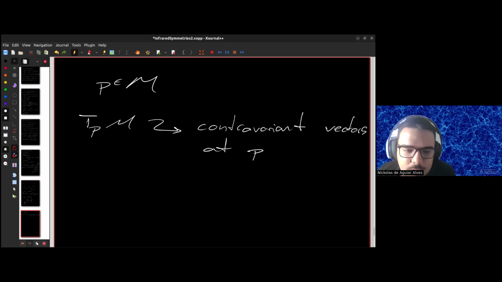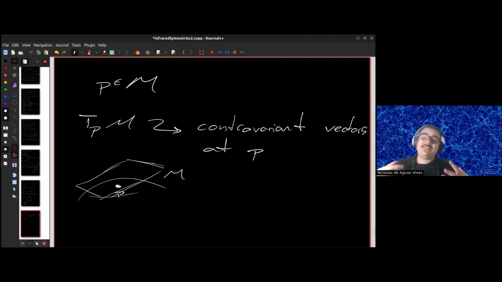So this calls for a drawing, since we're doing geometry. I'm going to have some point here. This is my manifold M. This here is the point P. And T_P M is the vector space that is tangent to M at P. So from an extrinsic point of view, you can picture T_P M as being the tangent plane to the manifold M at P. And this is going to be a vector space because it is a plane. And here live all the possible vectors at the particular point P.